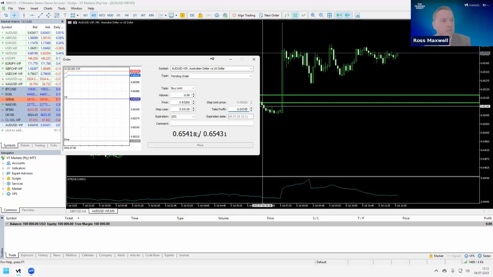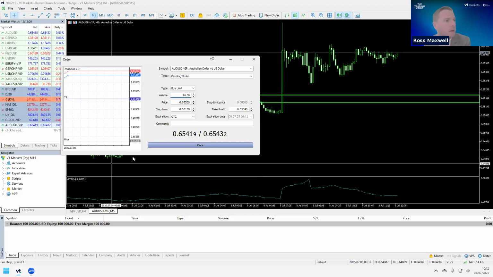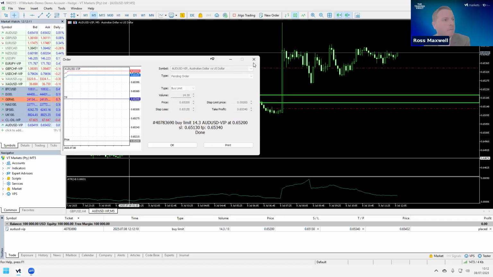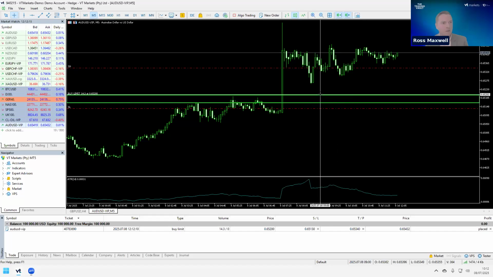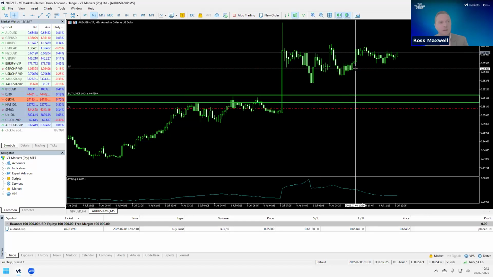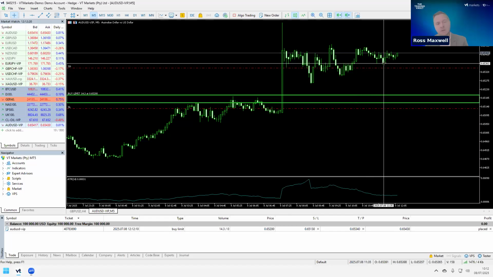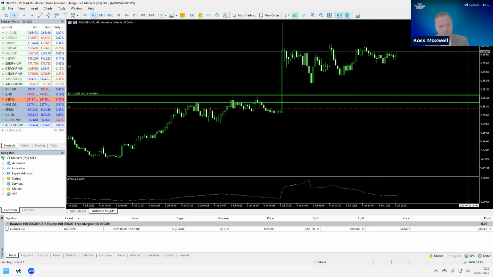because that will be a 2-to-1 target. Just need to put that volume back in, which was 14.3 lots. And then we place the order, and now you can see that's it. I've got my order there. I've got my buy limit there. I've got a stop here, and I've got my target up here, just below that swing low there. And that is basically, very simply, how when I identify a zone, I go through the process of identifying my entry, my stop, and my target.